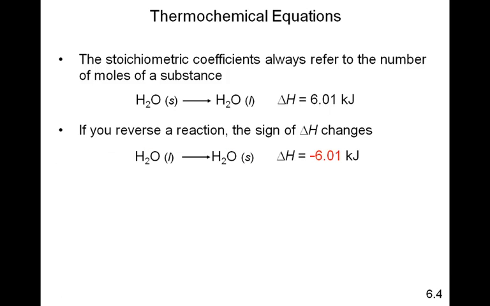If we take it and reverse the reaction, now the liquid water, which used to be a product here, is now a reactant, and the solid water, which was a reactant, is now a product. We see that when the delta H is rewritten for this new process, the reverse of the former process, the sign gets changed.